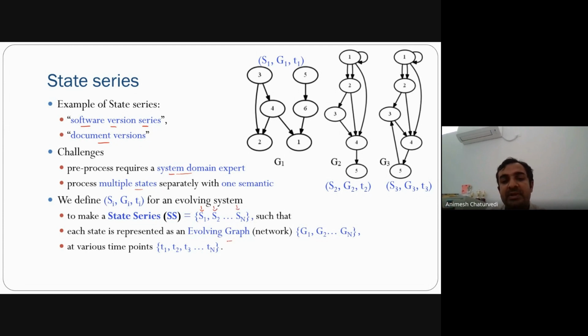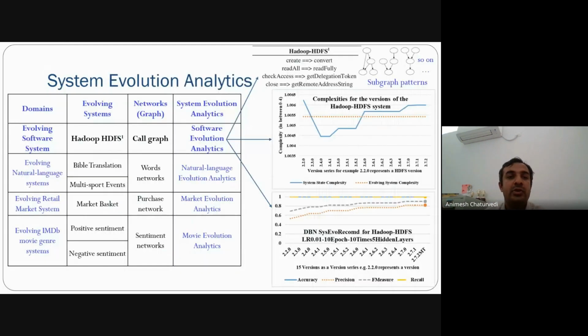And these could be represented as an evolving system, that is G1, G2 up to Gn, at various time points T1, T2 up to Tn. So state 1 can be represented with graph 1 at time point T1, and state 2 can be represented with graph 2 at time point T2, and so on. So I have studied various types of evolving systems like Hadoop HDFS 15 versions, Bible translation, multi-sports event, market basket, positive sentiment, and negative sentiment.